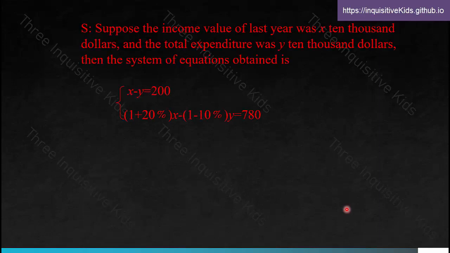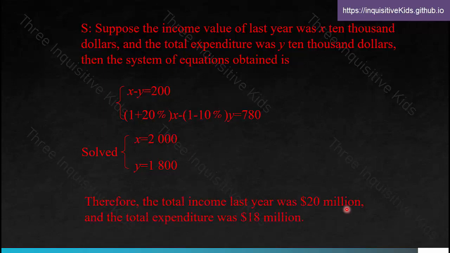Here's the solution. Suppose the income value of last year was X times $10,000, and the total expenditure was Y times $10,000 last year. Therefore, the system of equations obtained would be, and we'll just try to express everything using X and Y. Solved, X is equal to 2,000, Y is equal to 1,800. Since you probably already know and are pretty skillful with solving systems of equations, I'm not going to continue talking about that. That's something that you should have mastered. Therefore, the total income last year was $20 million, and the total expenditure was $18 million.